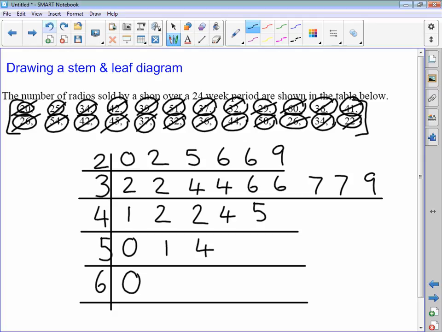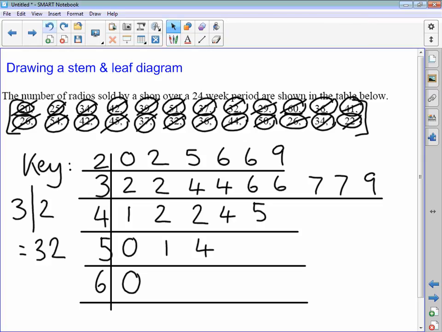The next thing that you need to do, this is very important, is you need to include a key. So you need to say that, for example, 3|2 is equal to 32. Okay? That is your ordered stem and leaf diagram for a set of data, including a key.